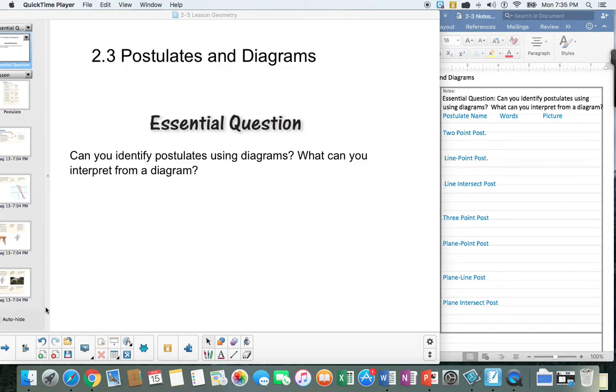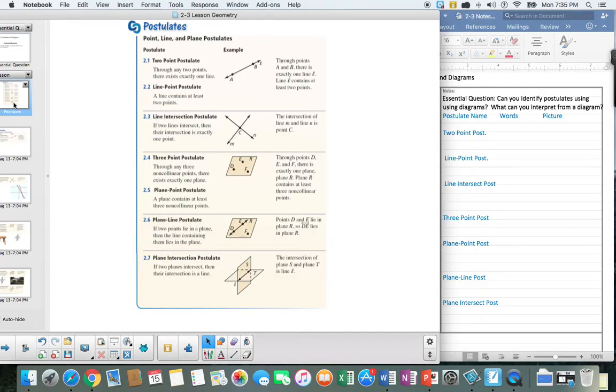Lesson 2.3, Postulates and Diagrams. The essential question: can you identify postulates using diagrams? What can you interpret from a diagram? We are going to have 7 postulates, and you can see all 7 are here.